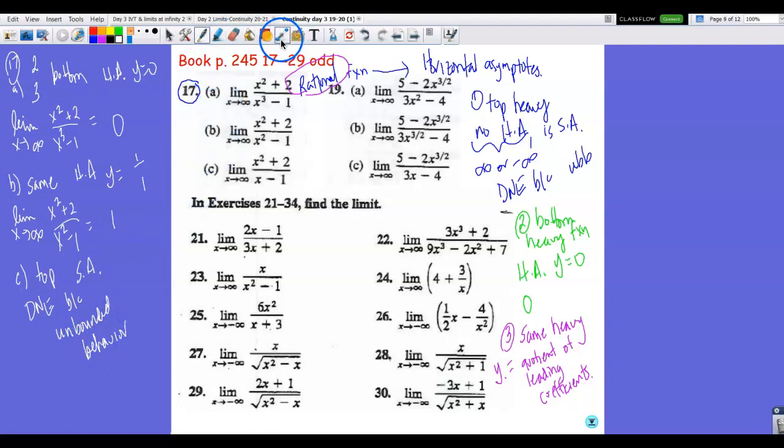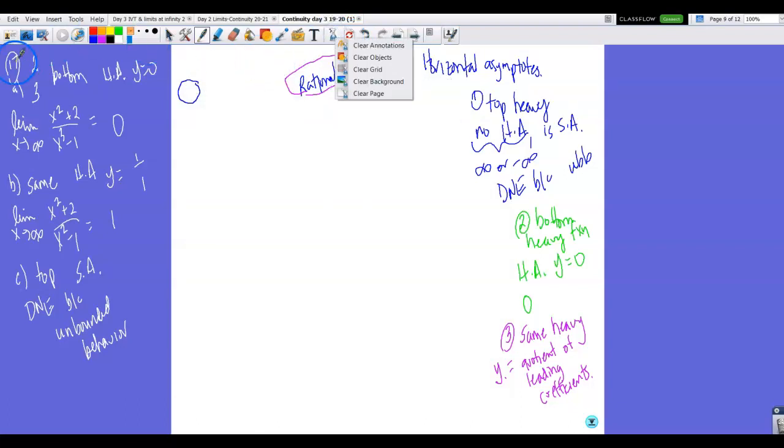So that's number 17. All right, I'm going to clear those annotations, and I'm going to go to number 19 here in a moment after the annotations clear. Oops, edit, undo. What am I hitting every time that I'm doing that?